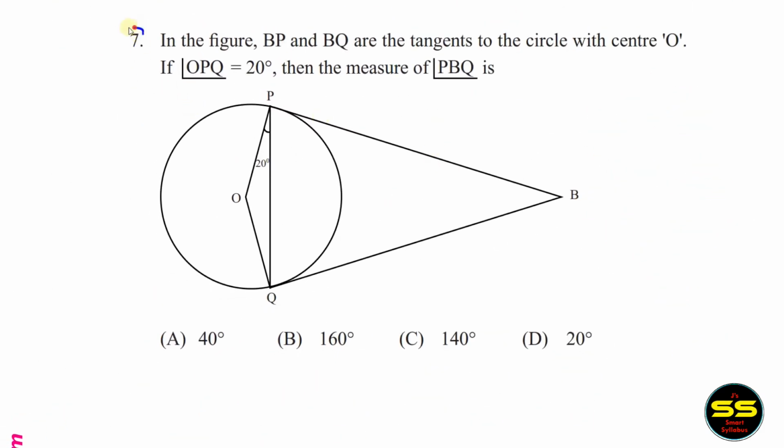Question number 7. In the figure, as you can see here, this question is asked about BP and BQ. These are the tangents to a circle with center O. So here is the center. If angle OPQ, it means this one, this 20 degrees, then find the measurement of angle PBQ.